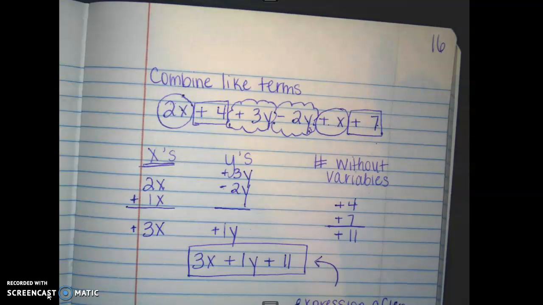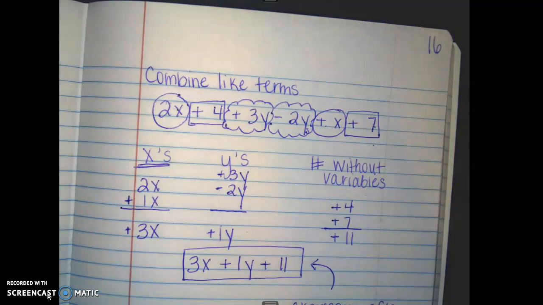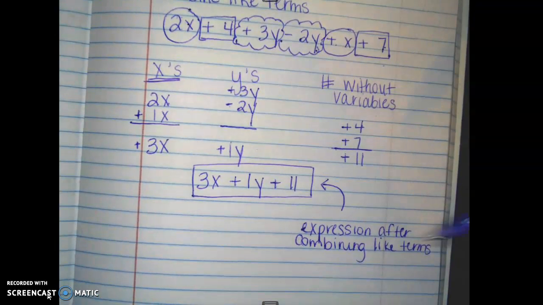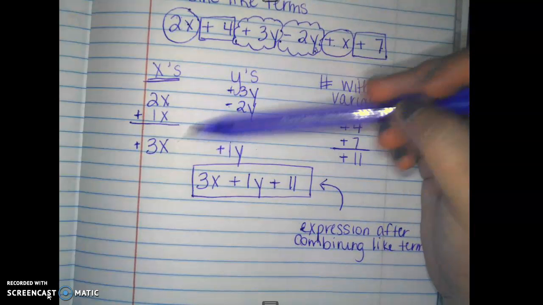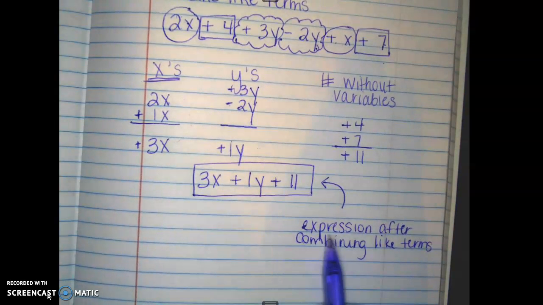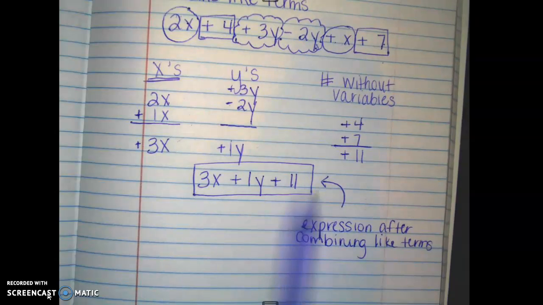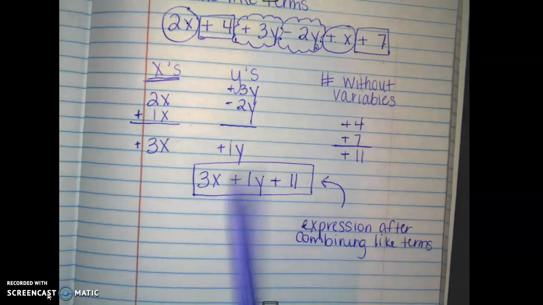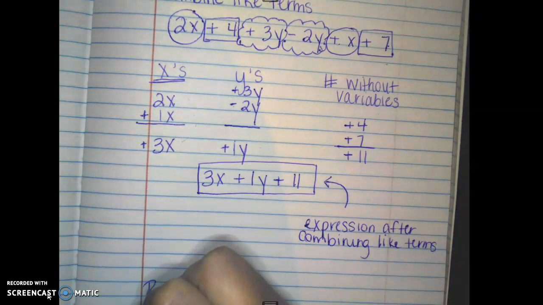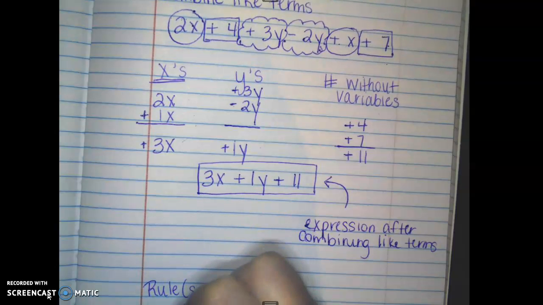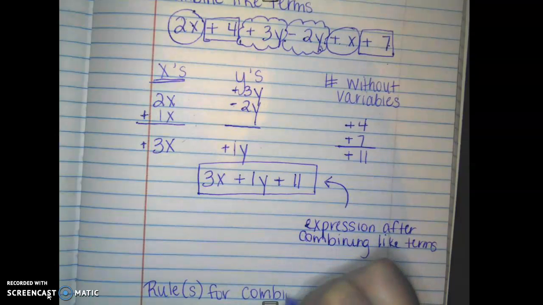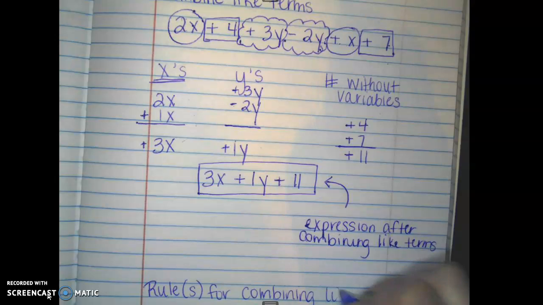This week on your vocab assignment, like terms will be one of your vocabulary words, and that is anytime our things are the same, okay? We're also going to have expression on our vocab list, and that's anytime there's not an equal sign. It's still a mathematical sentence, but there's not an equal sign with it. And then we have our rules for combining like terms.